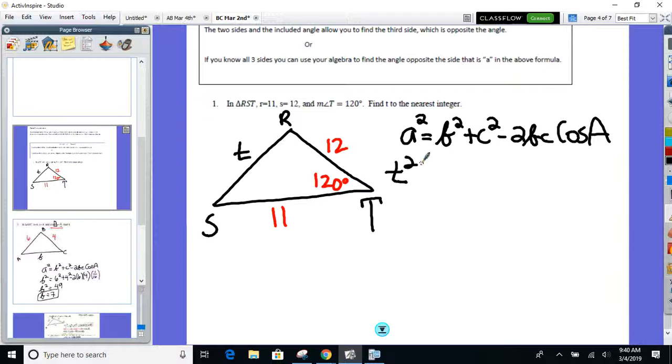It is the side across from the angle involved in the problem. Guess what B and C represent? The other two sides. I didn't put down the other two. In this case, it would be what? 11, and 11 squared plus 12 squared, the other two sides. Minus 2. What'd you just plug in for B and C? It's going to be the same. You're going to plug in 11 and 12.